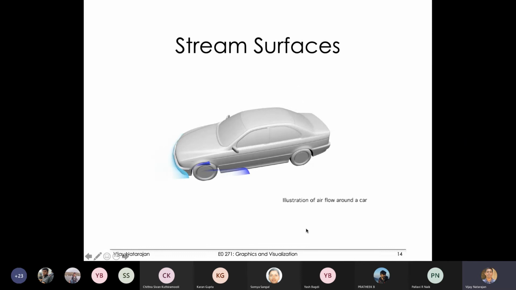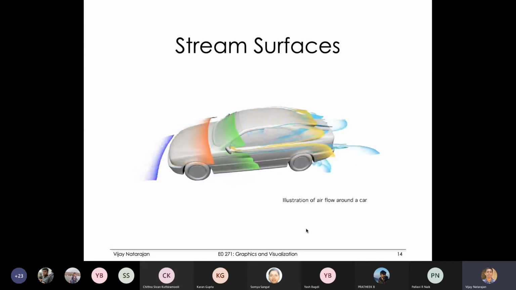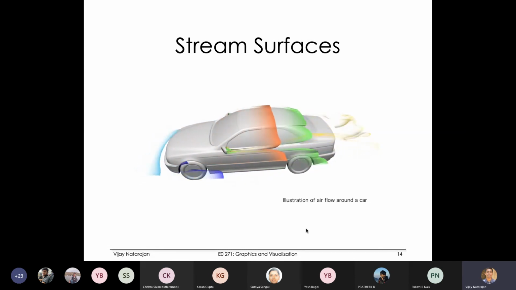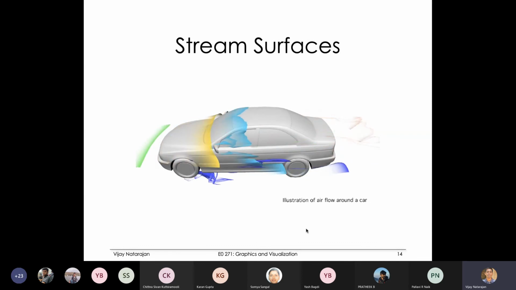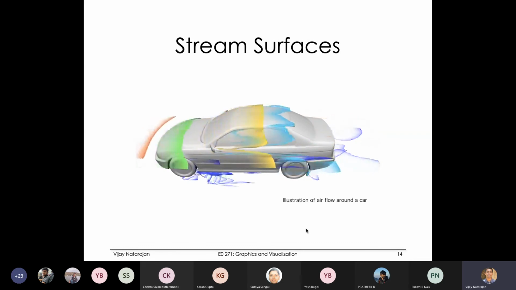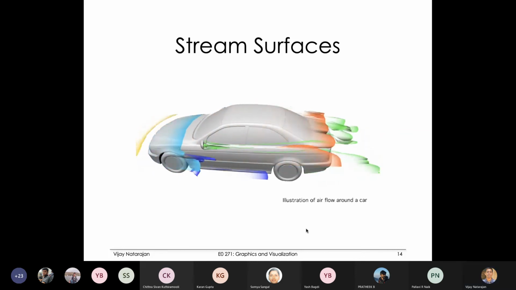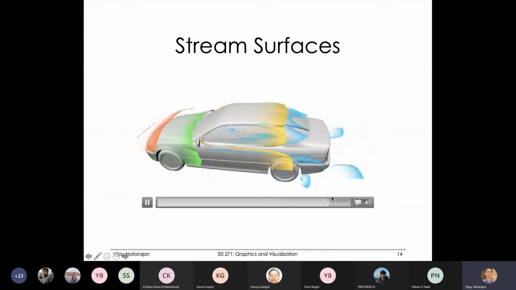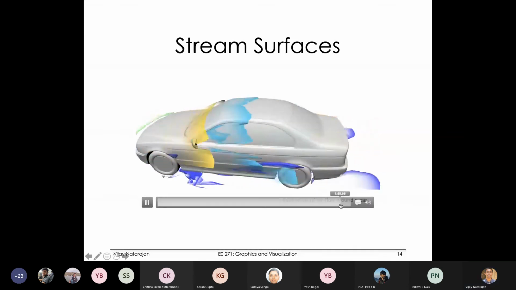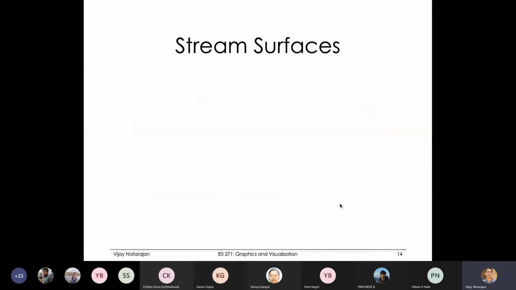For example, stream surfaces are used to study the flow around vehicles for aerodynamic design. You can see that the car is well designed, so there are no turbulent structures formed except for a few near the boot of the car, and you also see some turbulence near the side mirrors. So these are aspects that are used in aerodynamic studies. Here is a zoomed in version which shows the turbulent structures.